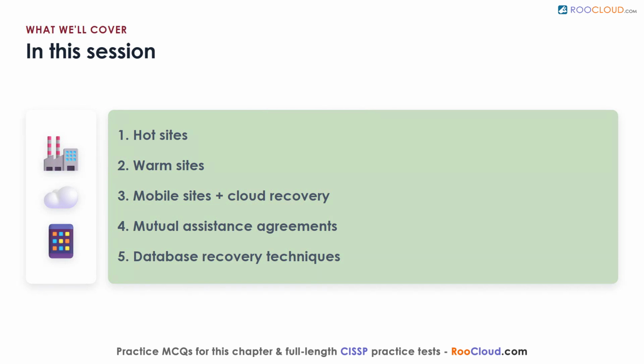What is a hot site, and when is it worth the cost? Where does a warm site fit in between? What are mobile sites and cloud recovery good for? Why are mutual assistance agreements rarely used? And how do you keep a database recoverable off-site?